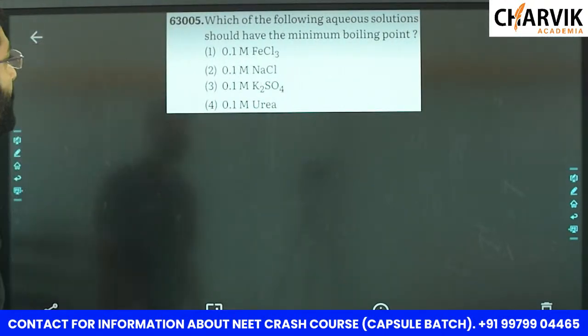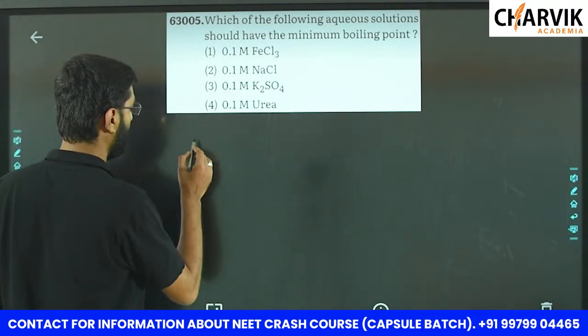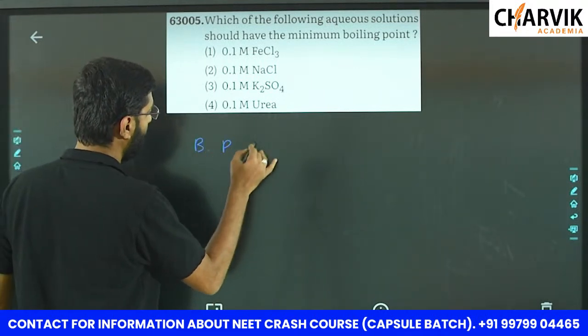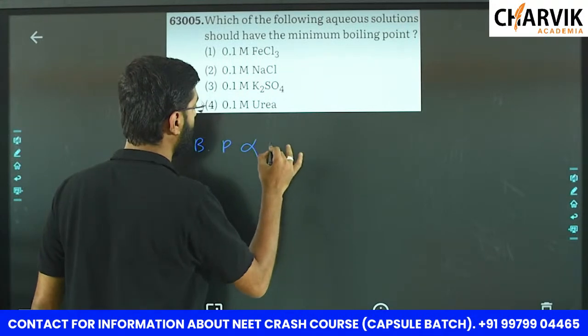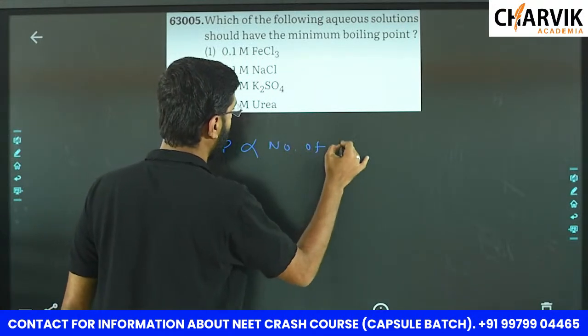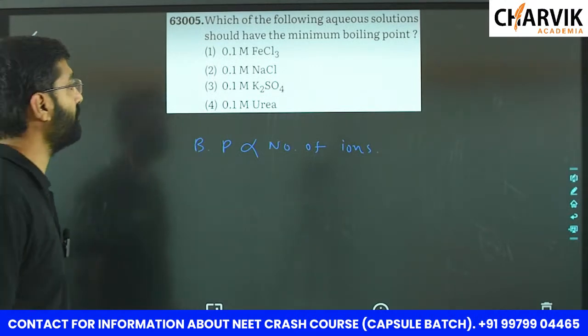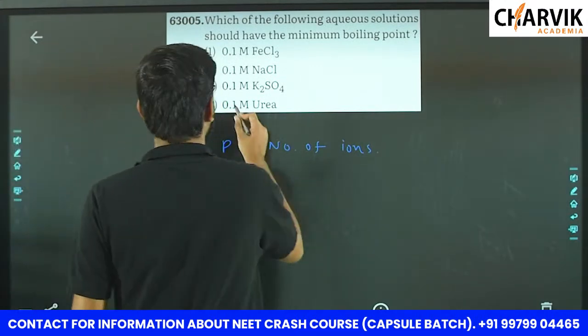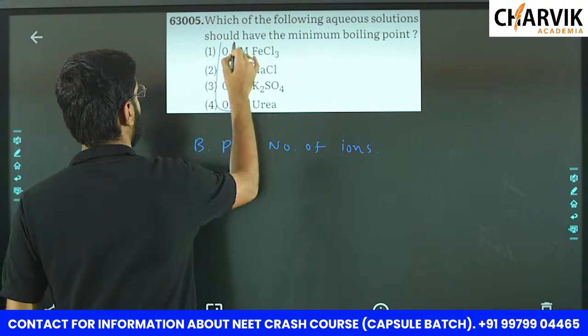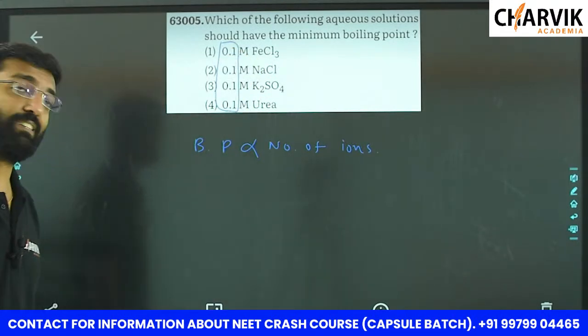Which of the following aqueous solutions should have maximum boiling point? Now simple. Boiling point is directly proportional to the number of ions. Because all solutions have the same concentration.